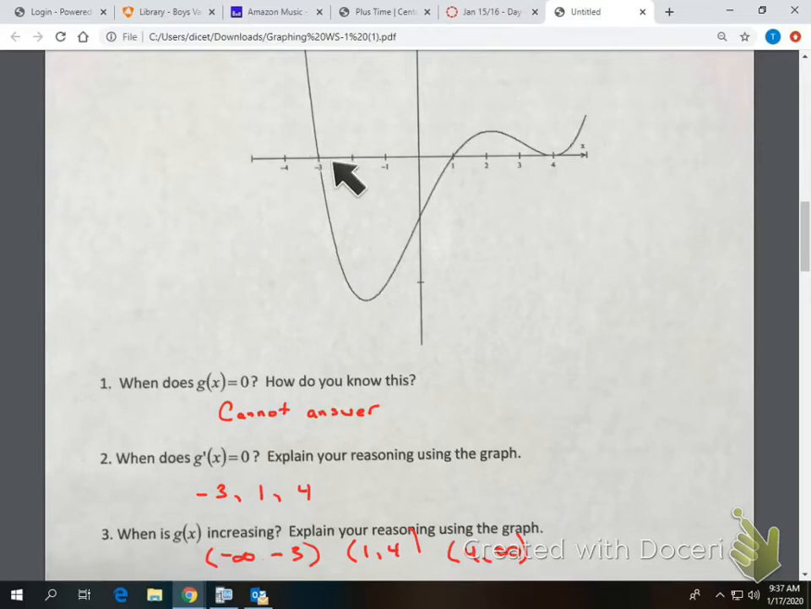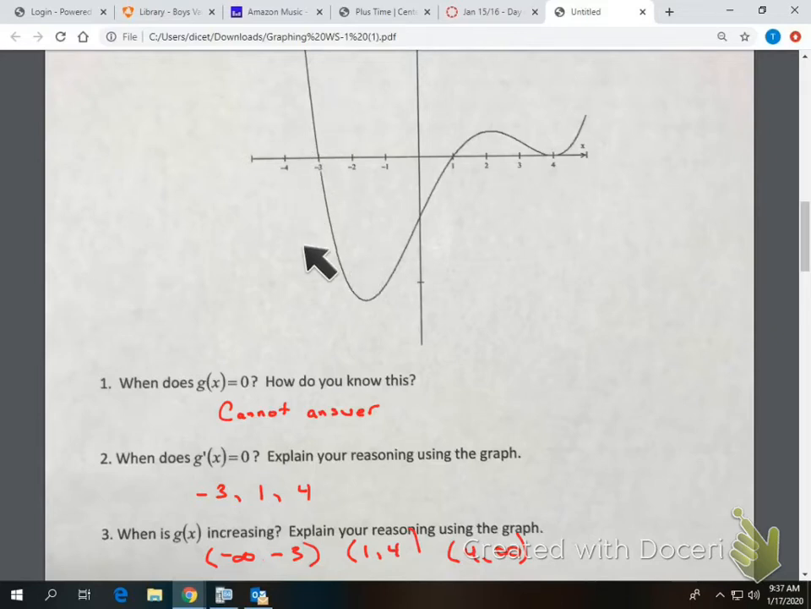What's negative 3 then, guys? That's a relative maximum. Because it was increasing, the derivative is positive. Decreasing, the derivative is negative. So that was a relative maximum. This is not a relative maximum. Look, increasing, 0, and continuing to increase. Nice.